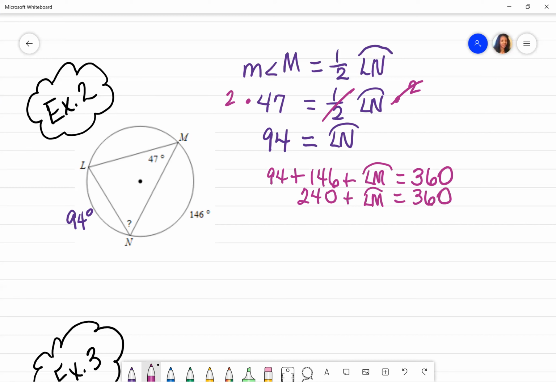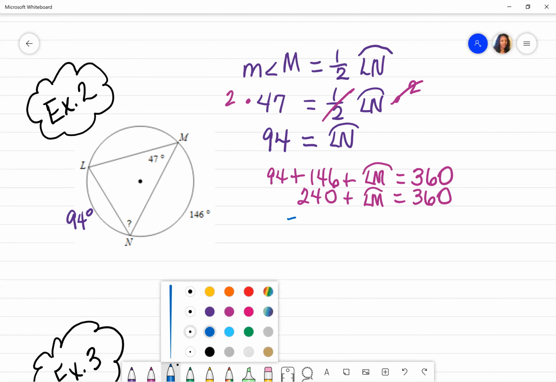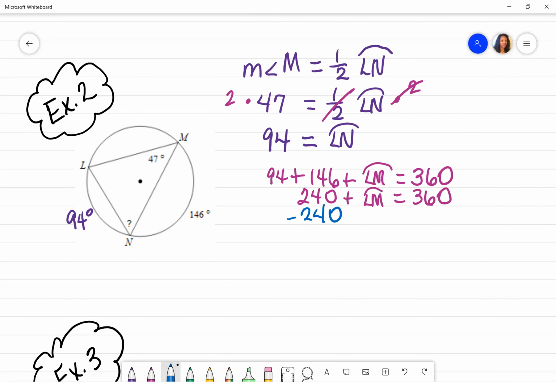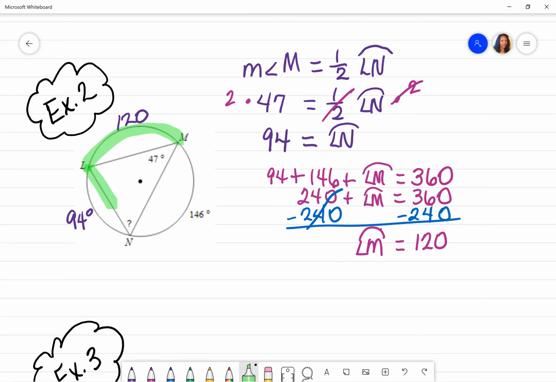Combine my like terms, I have 240 plus arc LM, again equal to 360. And now I just subtract 240 on both sides, because what I do to one side, I have to do to the other to balance my equation. And that leaves me with the arc measure of LM is 120. Well, I wasn't looking for that. I'm looking for an angle, but I'll just go ahead and label my work. So I know that the arc that subtends the angle that I am looking for is 120.